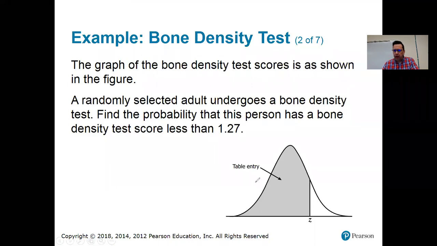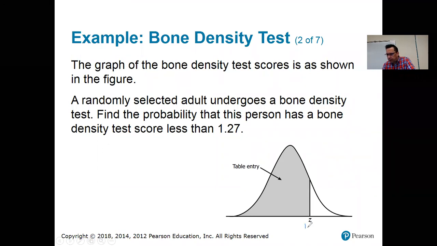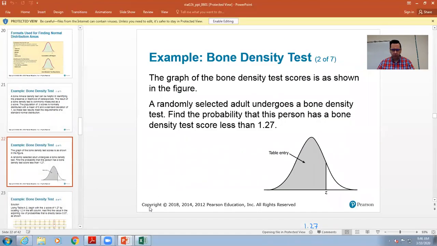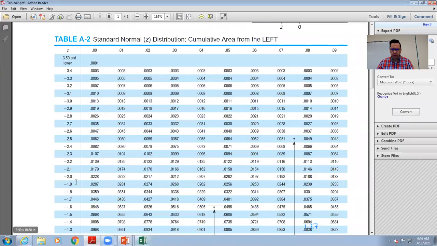All right, so what's going on in this picture is this z-score here is 1.27. That was given. Now this is exactly the kind of problem that the table is designed for. It's an area to the left. So I'm just going to go ahead and back out of my PowerPoint again, and I'm afraid that 1.27 is going to float around there for a little while.